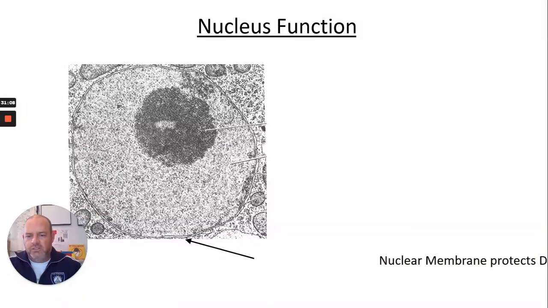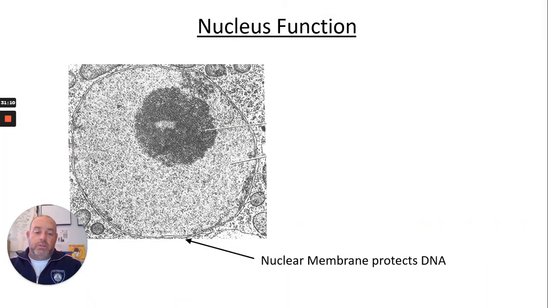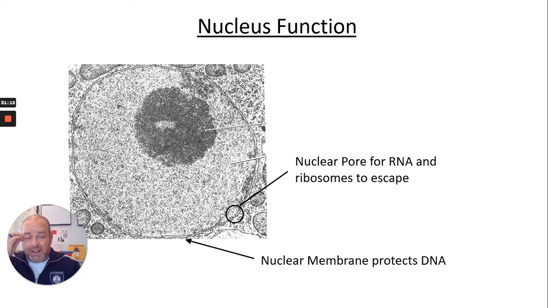So the nuclear membrane is going to protect the DNA, right? That's going to be its main job. A lot of membranes are there for protection. The nucleopore allows for two things to escape. RNA, which you might have thought of, because the DNA gets transferred into RNA inside, and the RNA has to go out to the ribosome. So you might have thought about the RNA leaving, but the ribosomes actually have to escape.